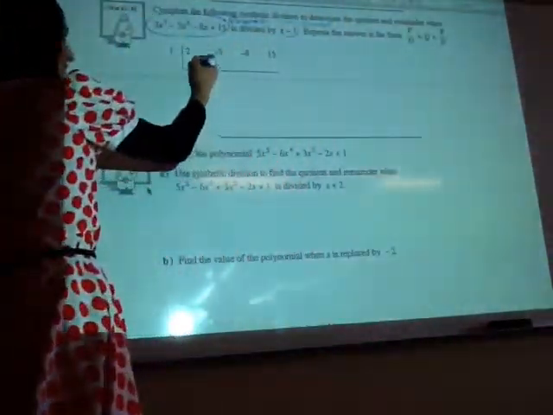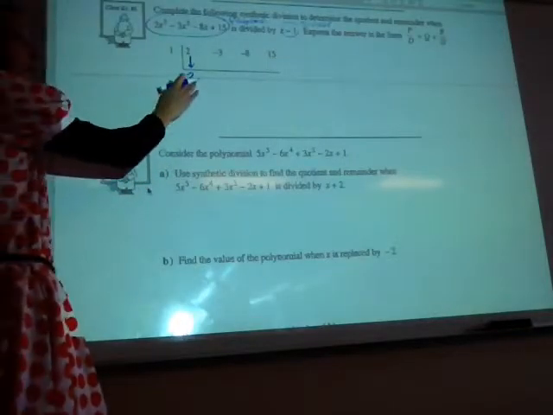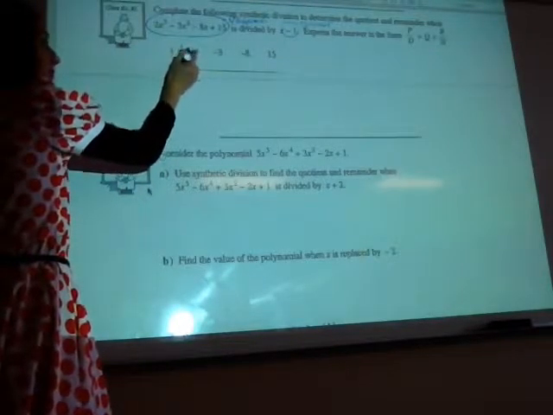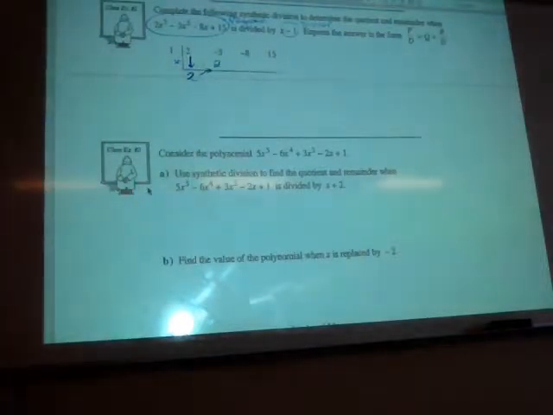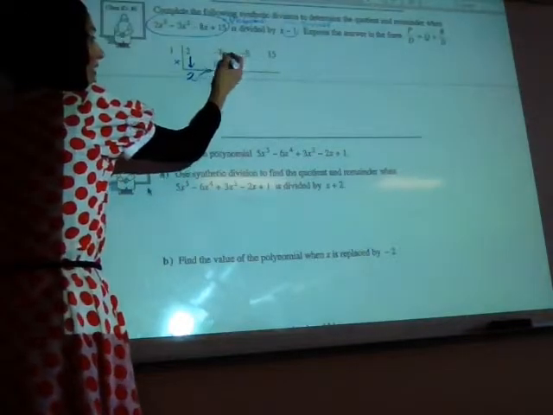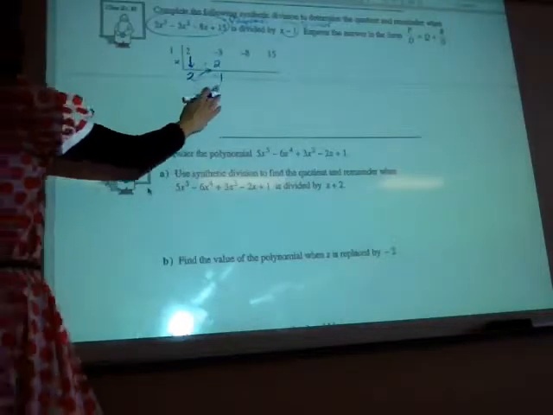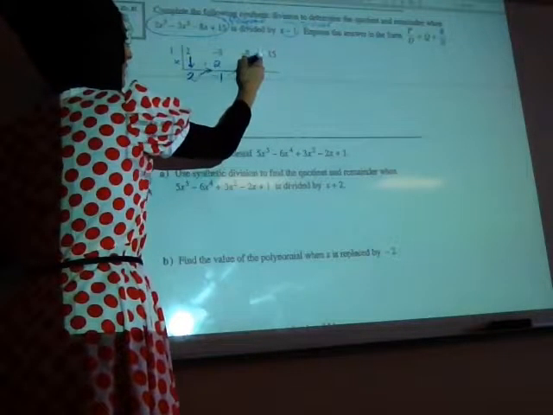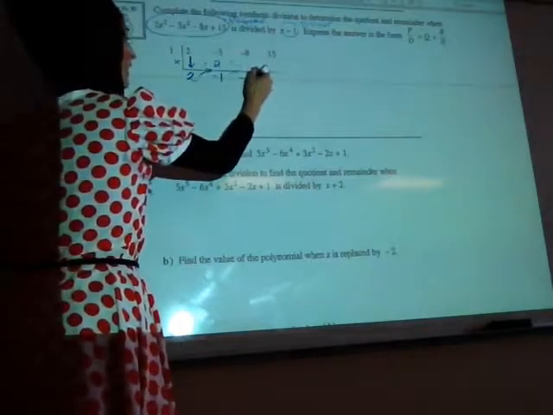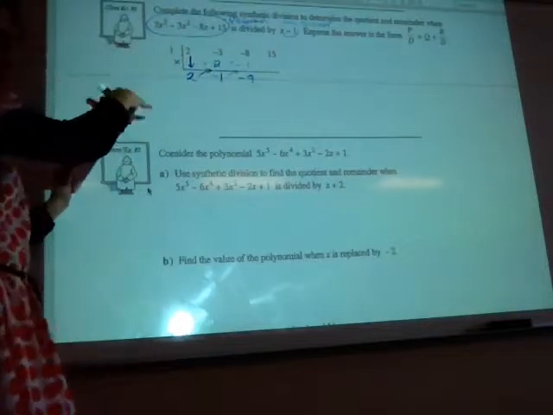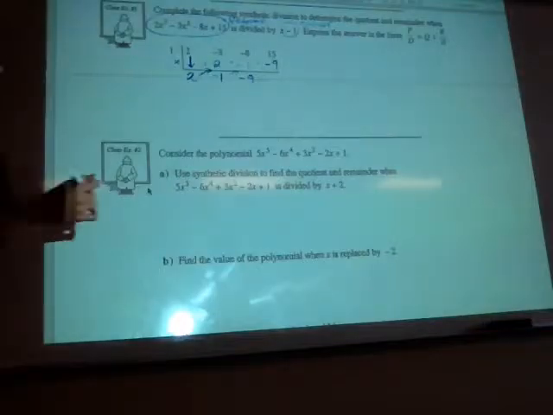First step. What do I do with this 2? Bring it down. What do I do with the number on the bottom and the divisor? Multiply. 2 times 1 is 2, so I place it in the next column, bottom shelf. Negative 3 plus 2, negative 1. Negative 1 times 1, negative 1. Add those together. Negative 8 minus 1, negative 9. Negative 9 times 1 is negative 9. 15 minus 9, positive 6.